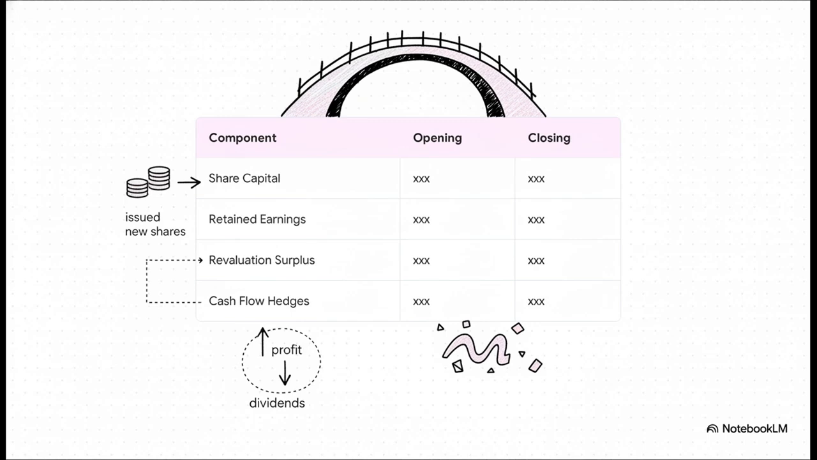It factors in how your retained earnings were boosted by the year's profit, but then may be drained by the dividends you paid out. It shows how the revaluation surplus moved because of those specific OCI items we discussed earlier, and how share capital changed if, say, you issued new shares. It's really the complete, overarching story of the owner's wealth in the company over the entire reporting period.